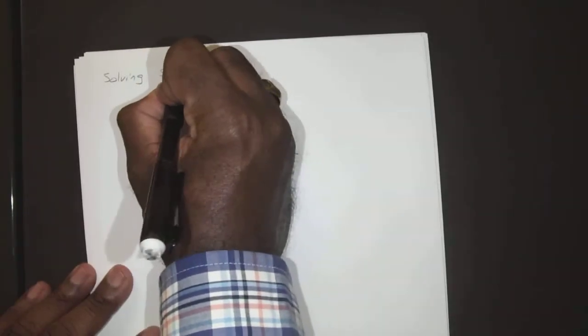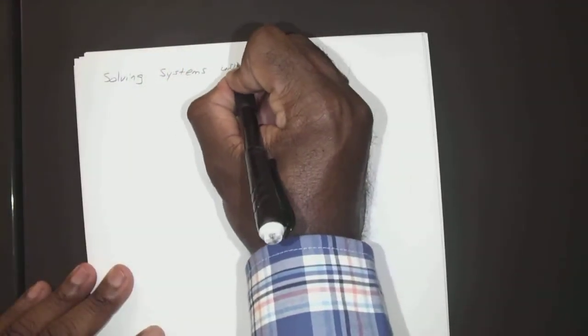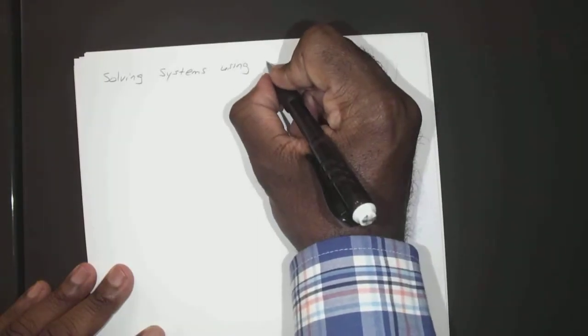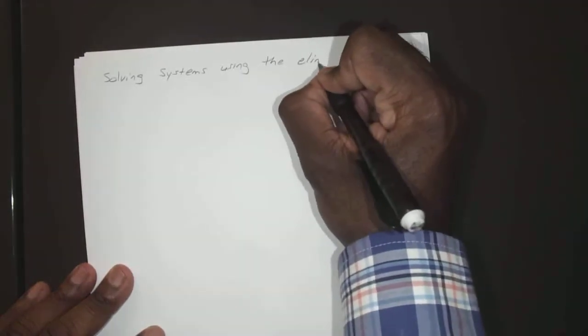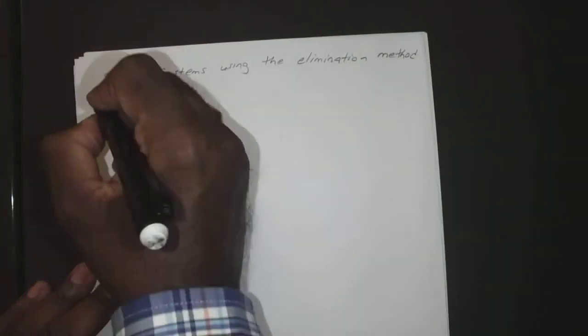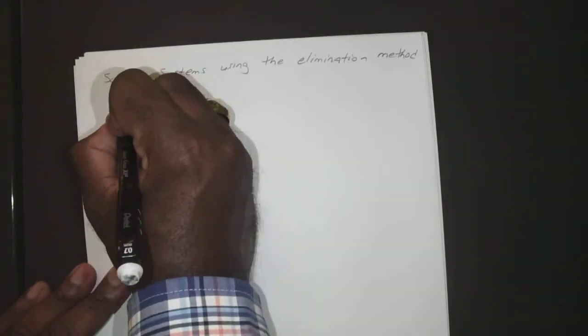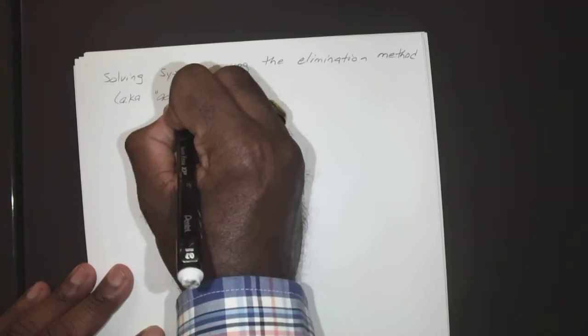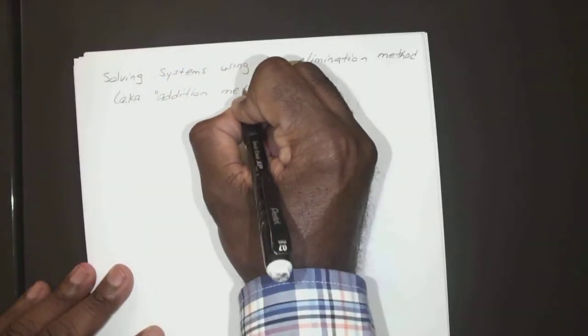All right, so we're going to learn one more method for solving a system. That's the elimination method, or sometimes they'll call it the addition method. Kind of depends on which book you're using. I believe here they call it elimination.